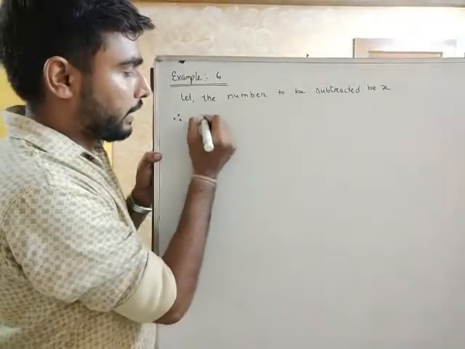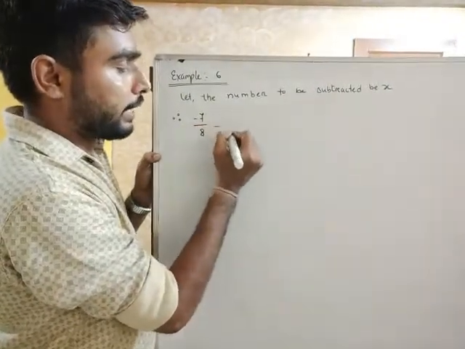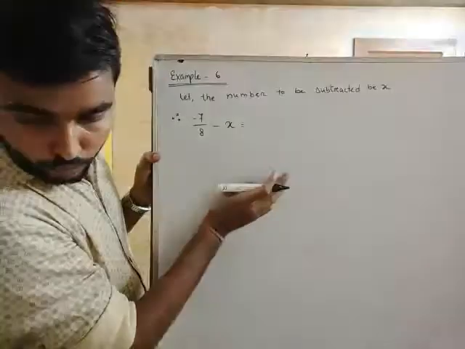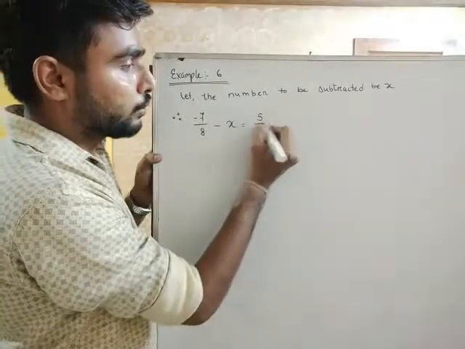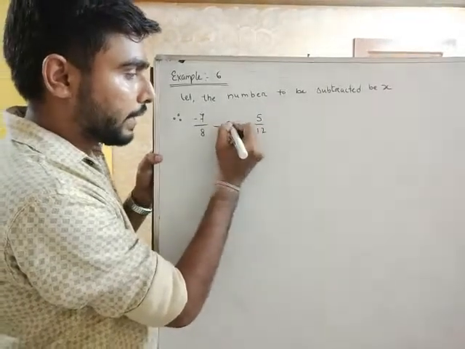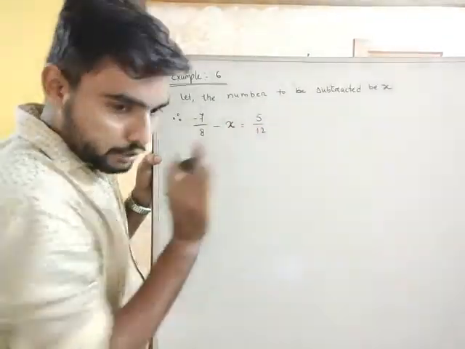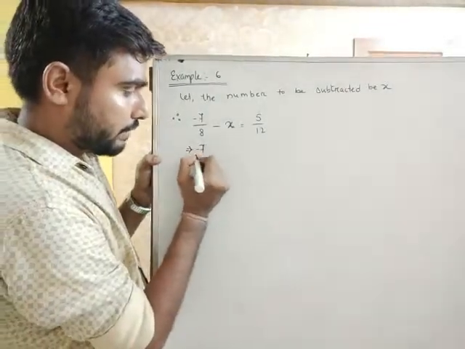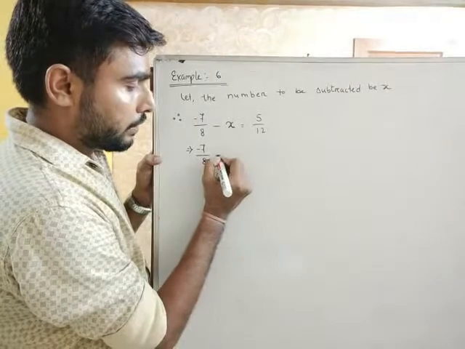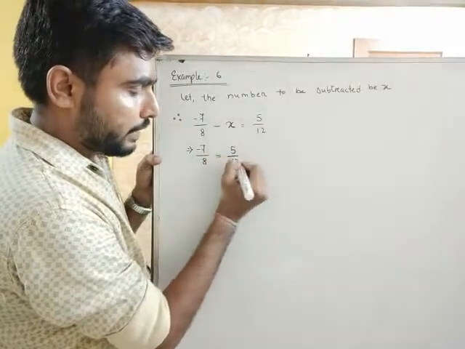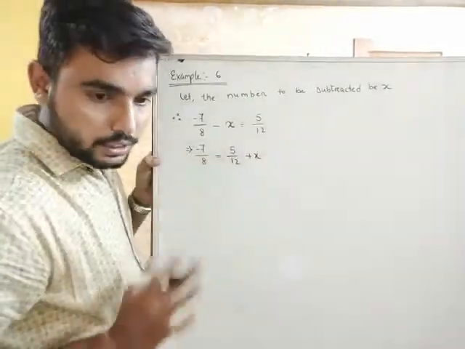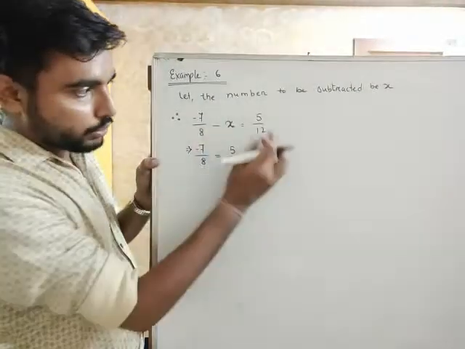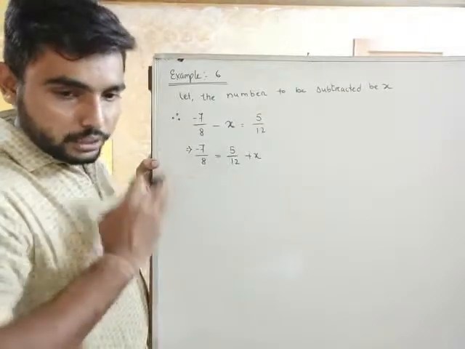So from minus 7 by 8, what should be subtracted? I don't know, and we have assumed it to be x, so that it becomes 5 by 12. Now you can see here it is minus x. If I take x first, minus 7 by 8 is equal to 5 by 12 plus x. Now x is positive this side. Now you take minus 5 by 12 this side, so you will get minus x on this side.